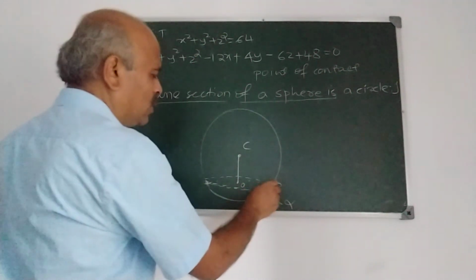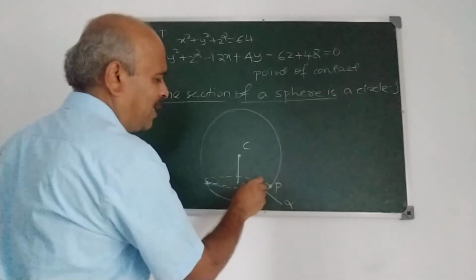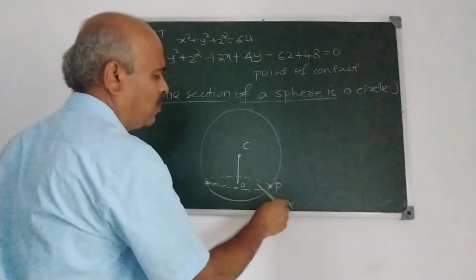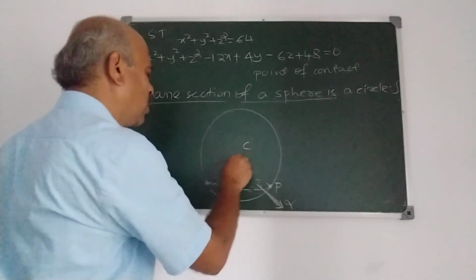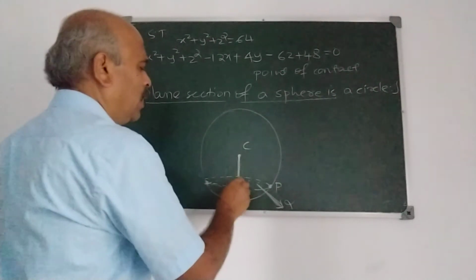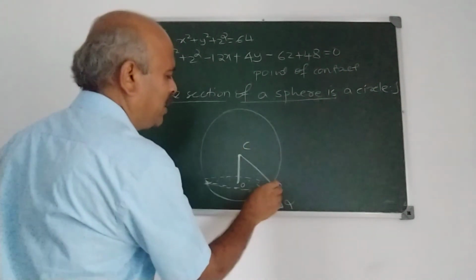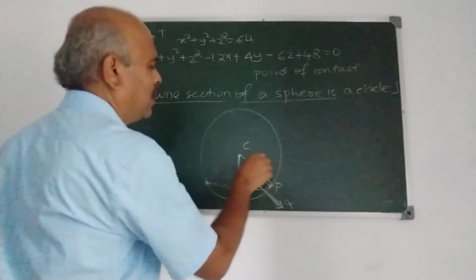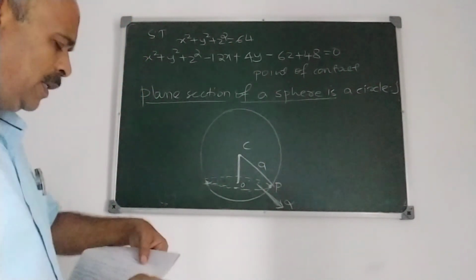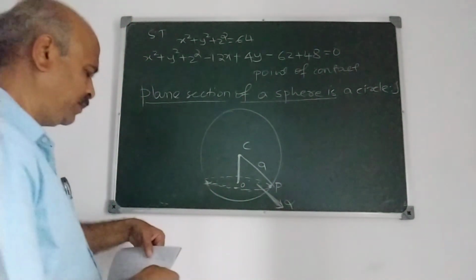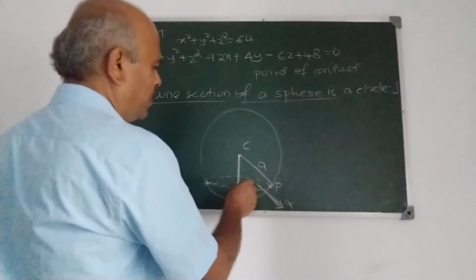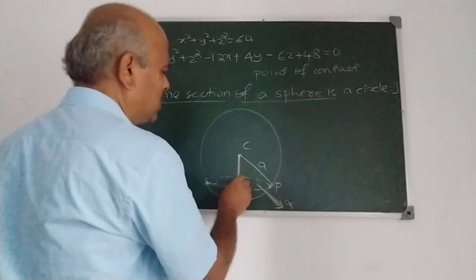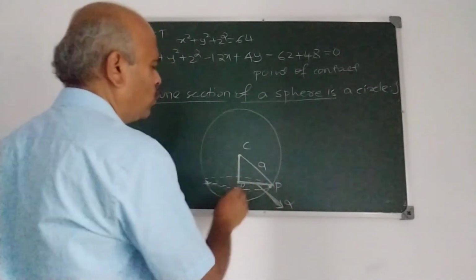Now P is a point on this plane section. This is the plane alpha. And I have drawn perpendicular CO and join CP. What is CP? Radius of the sphere. Radius of the sphere is taken as a. Now join OP.